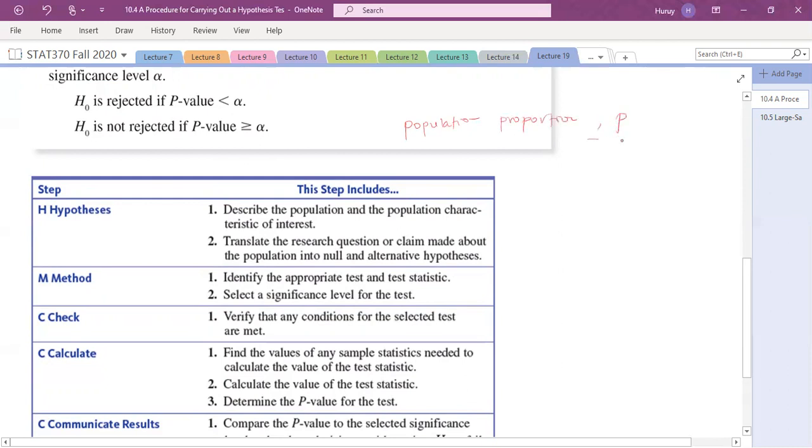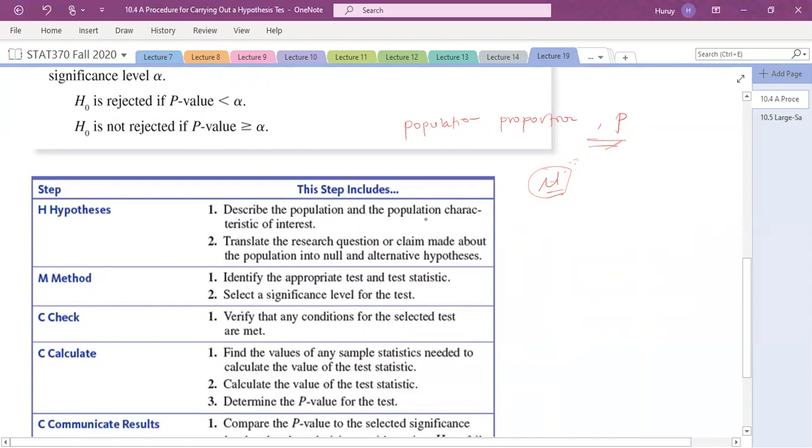This is what we know up to this point. But there are others coming. For example, the population mean. We will learn how to construct a confidence interval about this population mean, and we will learn how to carry out a hypothesis test about this population mean. So from the context of the question, you have to figure out what the population characteristic of interest is. Is it the mean or is it the population proportion? Okay. And of course, there are other parameters. I'm just giving examples.